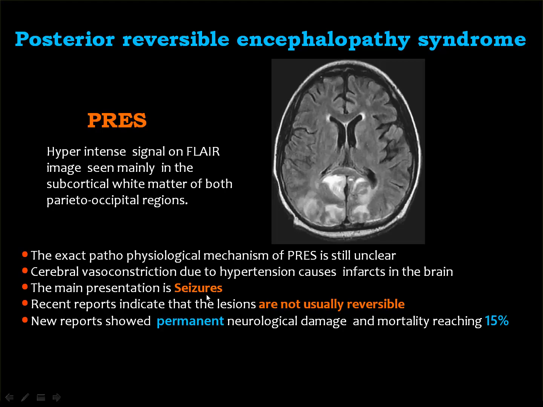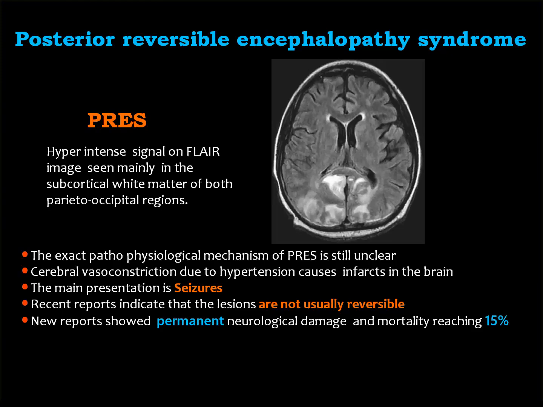The patient develops seizures. This is the main presenting symptom. Then you perform CT or MRI, and you get edematous or ischemic lesions in the posterior part of the brain. Then, if you have a diffusion weighted image and you see that there is diffusion restriction, it means that the lesions are ischemic, not edematous. If you get diffusion free, it means that the lesions are edematous and not ischemic.